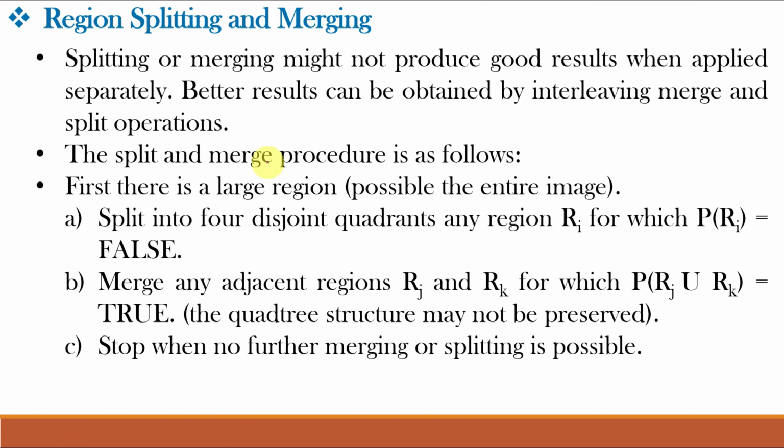The split and merge procedure is as follows. First, split a large region, possibly the entire image, into 4 disjoint quadrants, or regions Ri, for which P of Ri is equal to false. Merge any adjacent regions Rj and Rk for which P of Rj union Rk is equal to true. Here the quadtree structure might not be preserved. Stop when no further merging or splitting is possible.